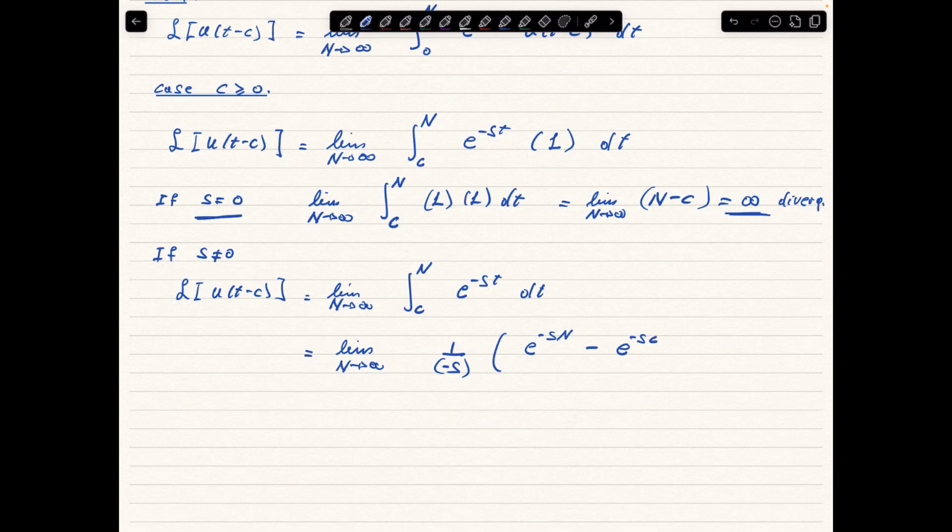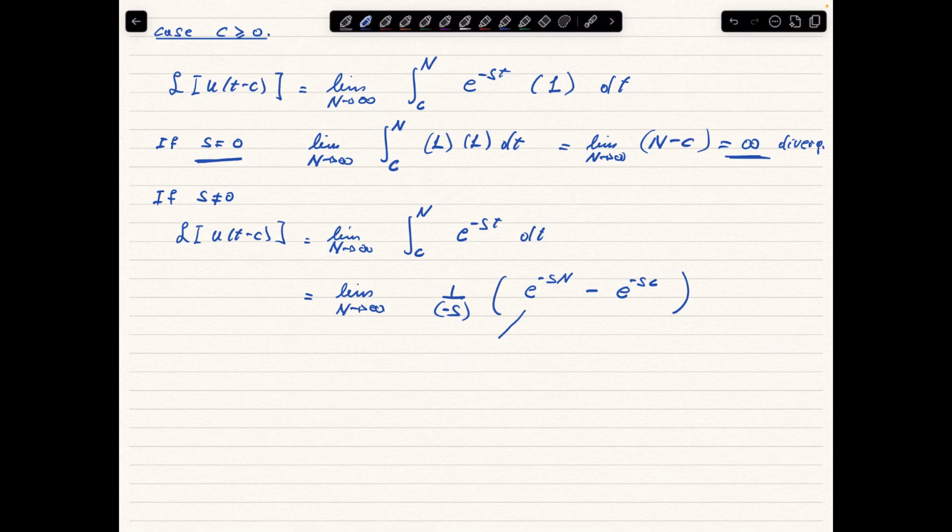negative sn minus exponential negative sc. And now we need to take the limit, and this limit has two results depending on the value of s: if s is negative or if s is positive. What happens when s is negative? If s is negative, negative s is positive, so this diverges and goes to infinity.